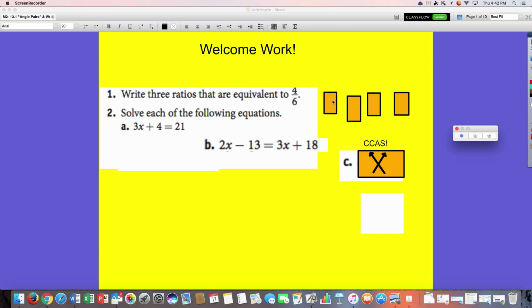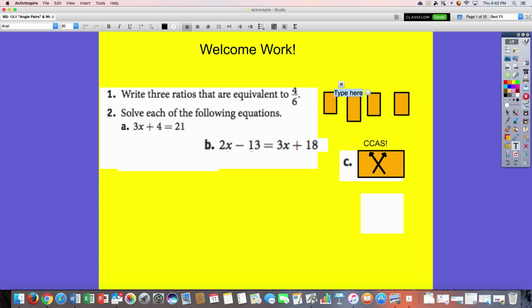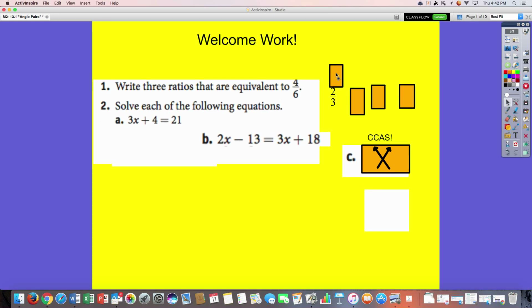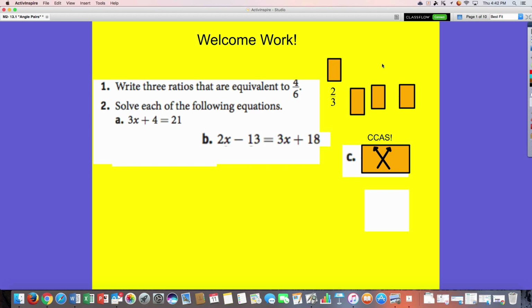Well, I can think of one. I can just reduce that fraction. I get 2/3. I could multiply the top and the bottom by the same number. How about 8/12? I multiplied the top and the bottom by 2. I could also do that again. Let's multiply it by 3, 12/18.